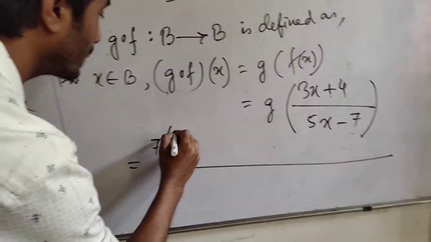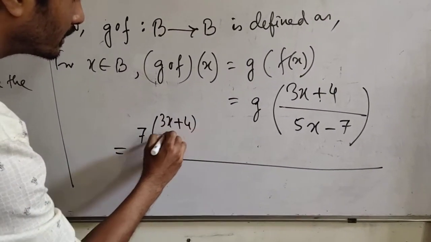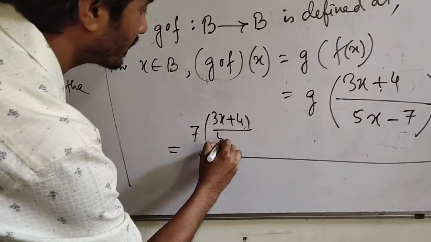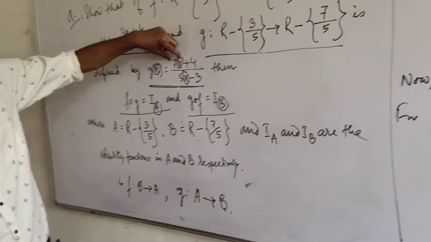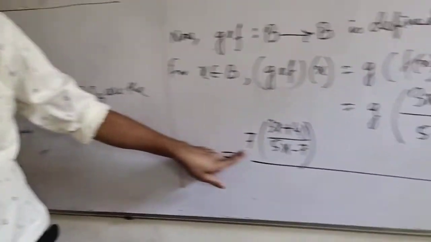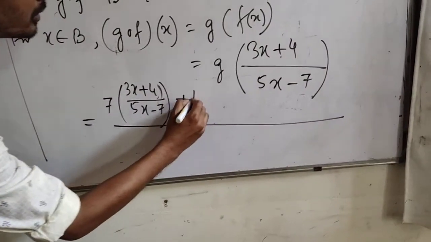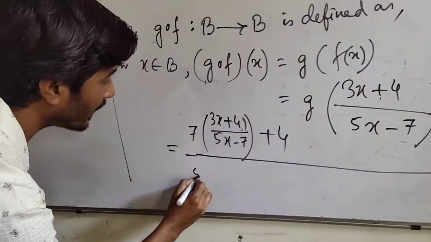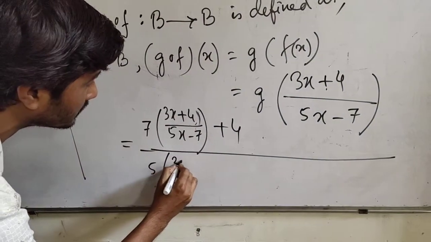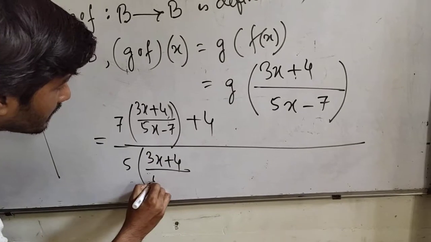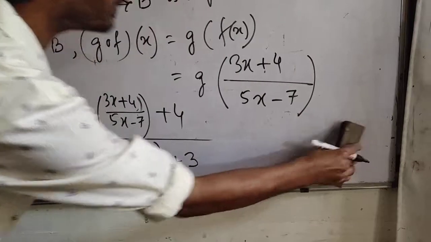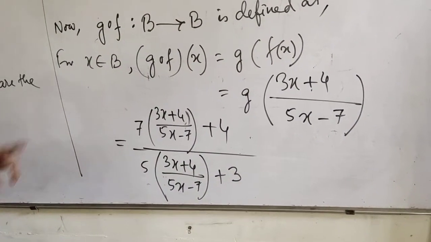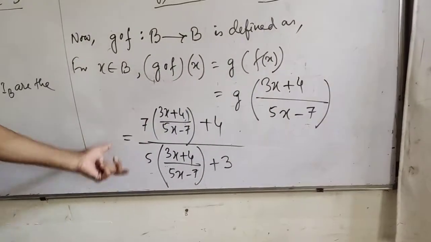Equal to 7 into 3x plus 4 divided by 5x minus 7. You see here it is 7x plus 4, therefore it is 7 into this quantity plus 4, divided by 5x minus 3, therefore 5 into, in place of x we put what, 3x plus 4 divided by 5x minus 7, plus 3. So this is obtained immediately after substituting the value of Z of this quantity.